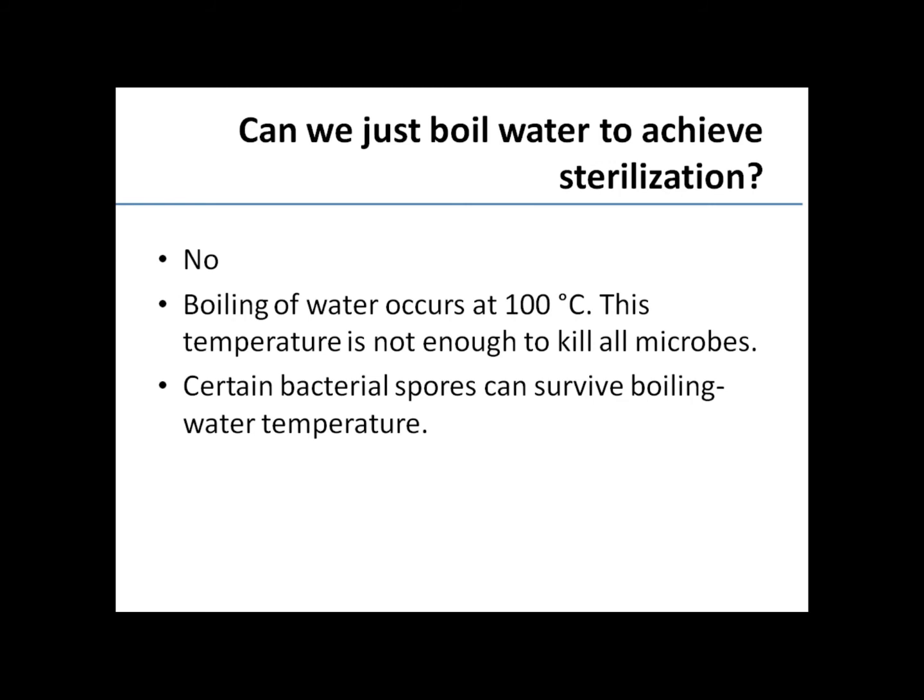Remember, we discussed just now that in the autoclave the temperature is 121 degrees Celsius with a pressure of 15 pounds per square inch. Now when we boil water, that occurs only at 100 degrees Celsius, and certain bacterial spores can survive that boiling temperature. So boiling of water does not ensure sterilization, but certainly most of the microbes in vegetative form present in water will be killed.